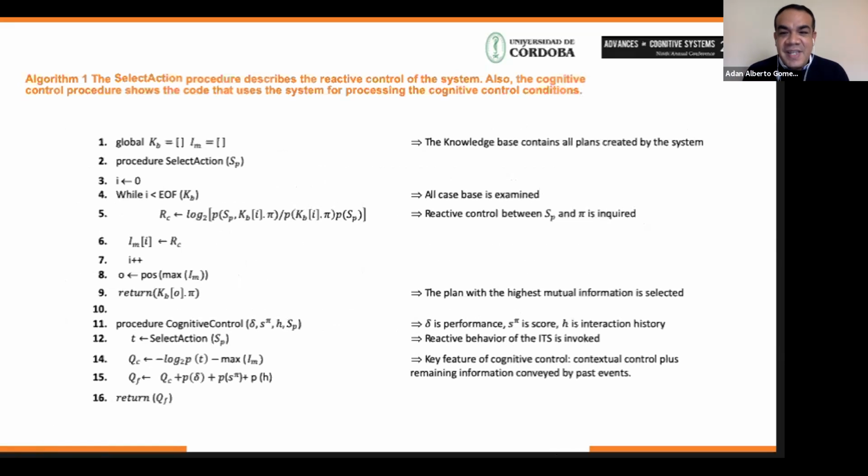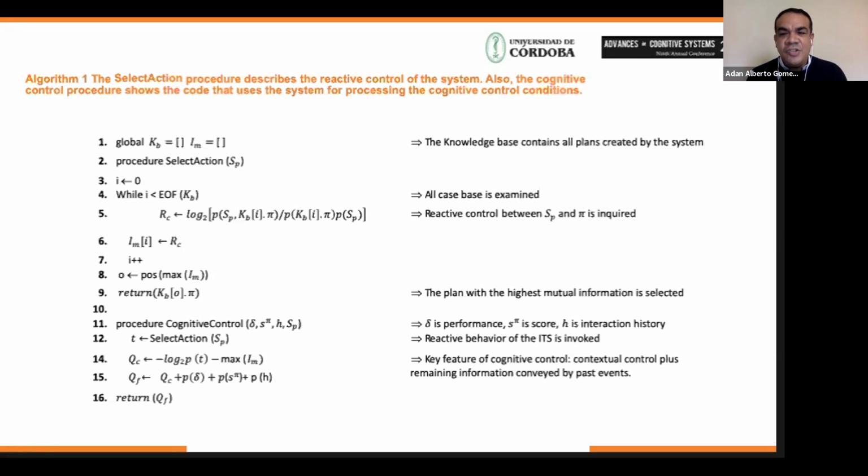The algorithm represents the self-control mechanisms of the ITS. First, it is described by the procedure select action, which represents the reactive control of the system. From line 3 to line 9, the system receives the student profile as input and examines all its knowledge base to find the most appropriate plan for that student profile. Previously described actions are executed considering the equation of conditional mutual information and mechanisms of case-based reasoning. The procedure select action returns the plan with the highest mutual information.